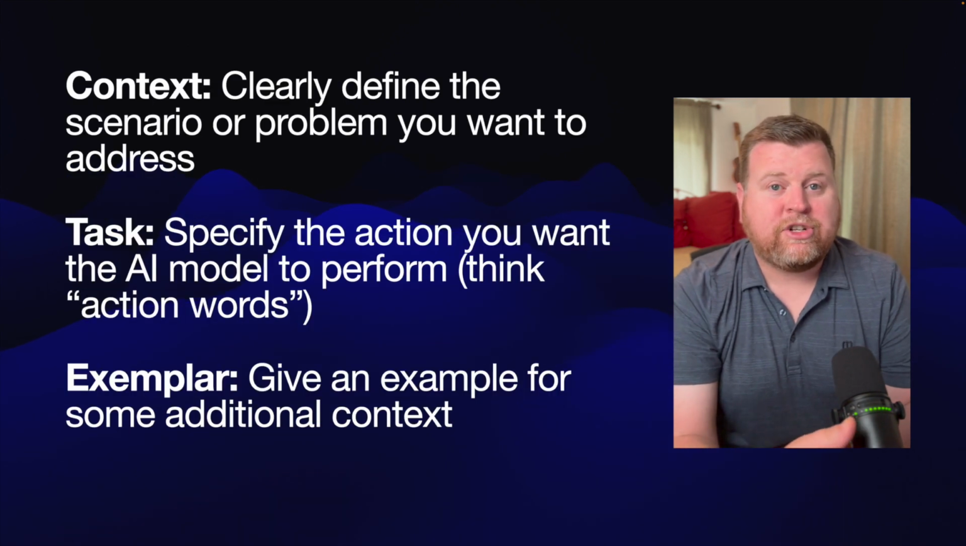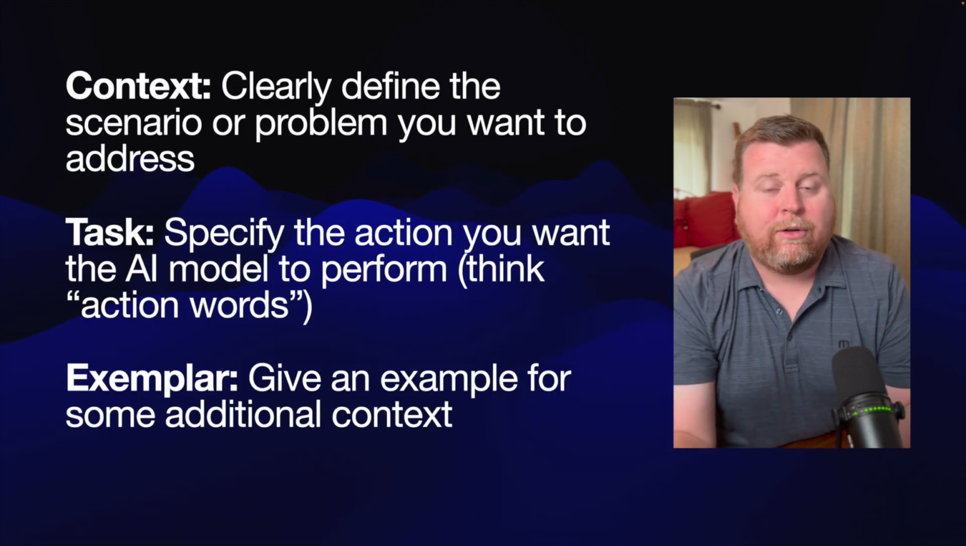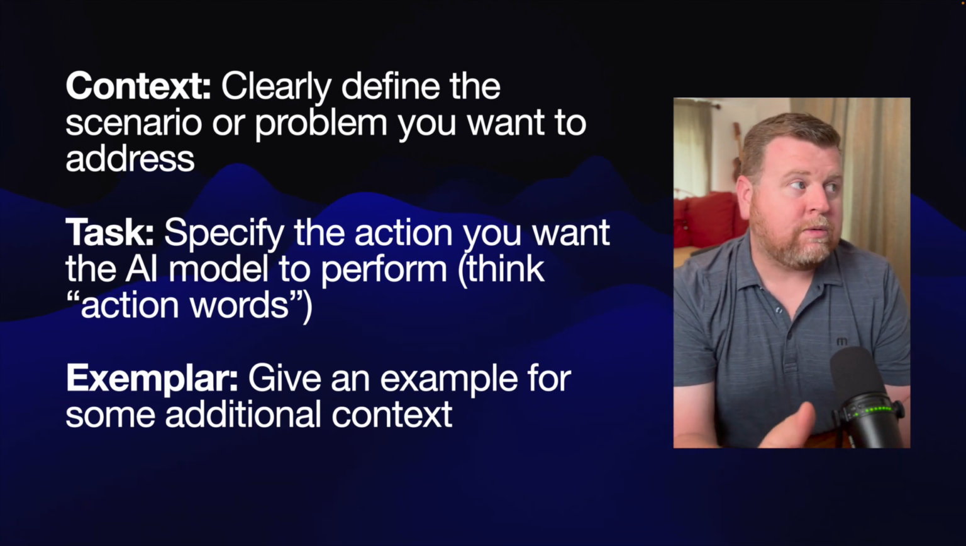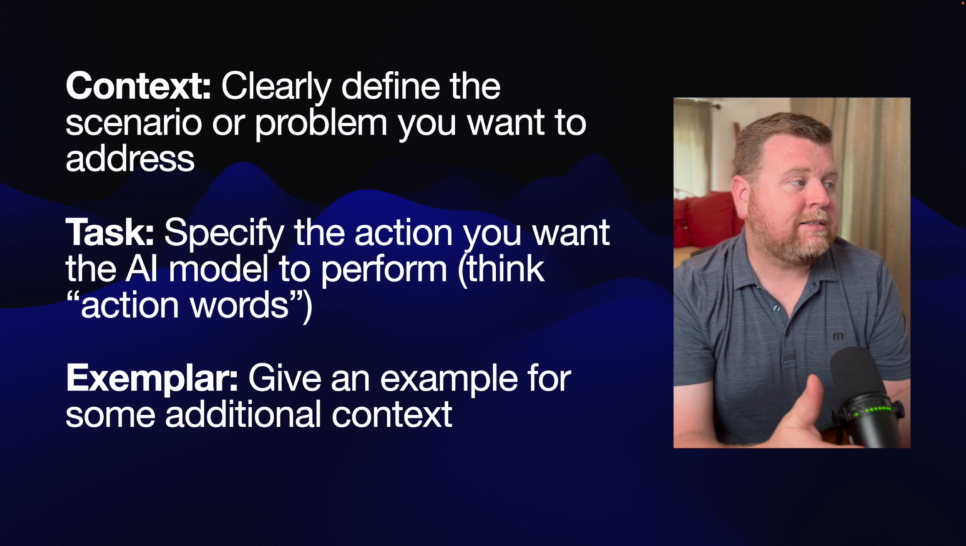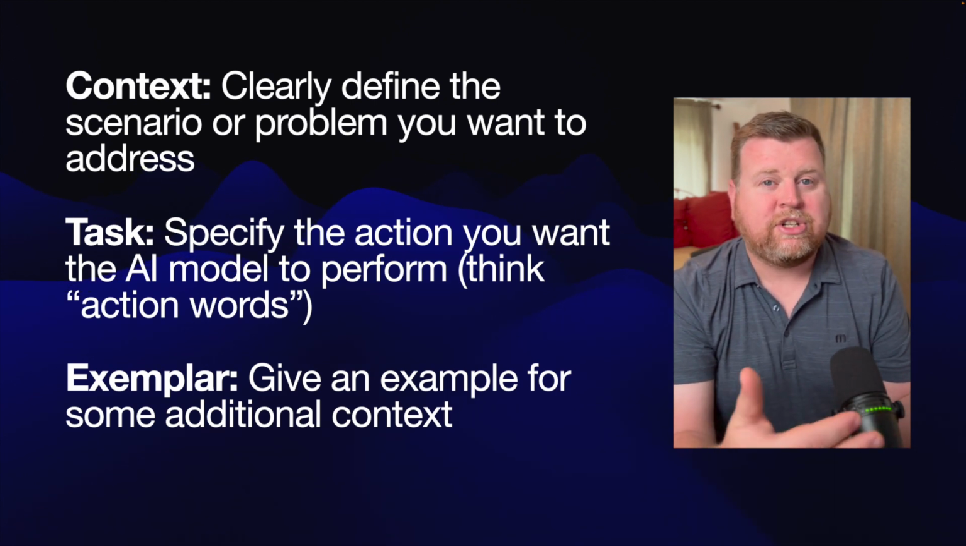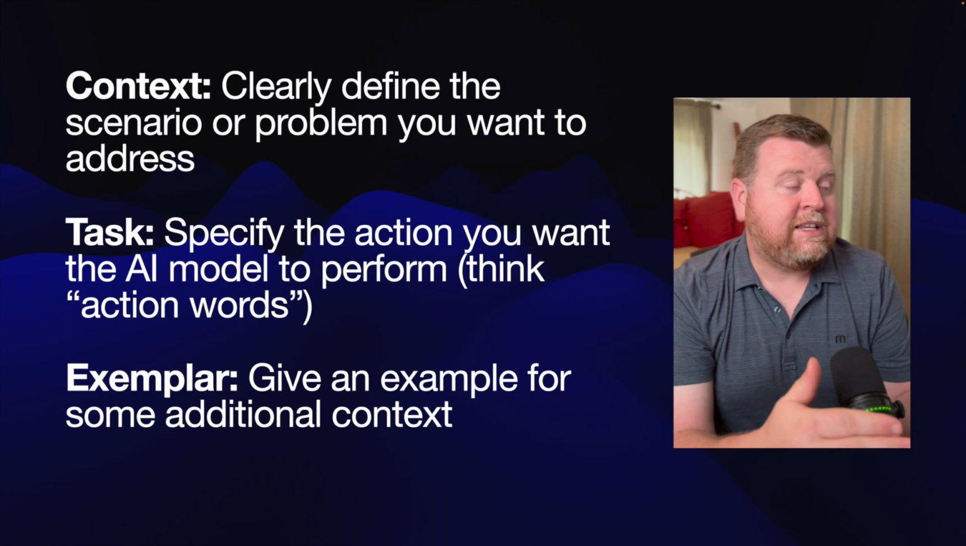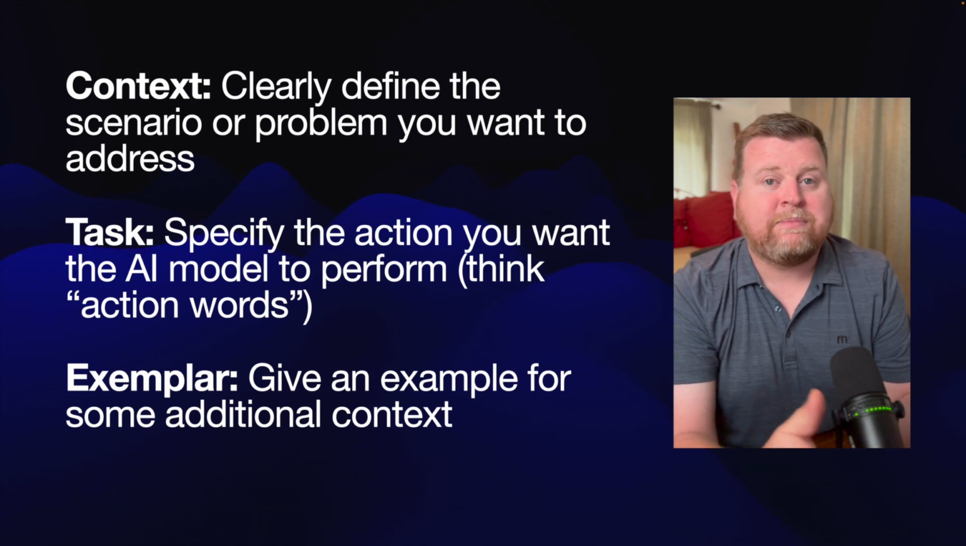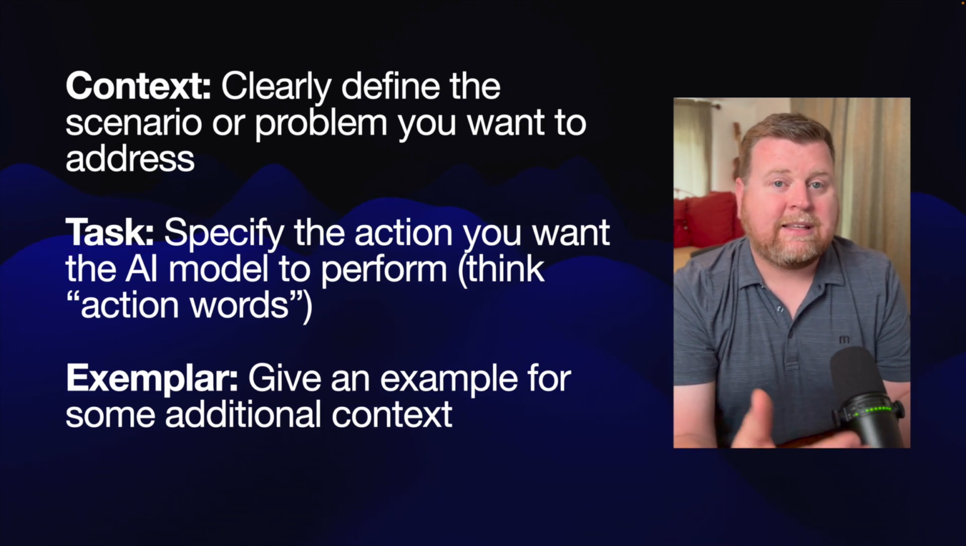So within prompt engineering, there's a lot of different ways to tackle this. There's plenty of examples out there on the internet, but we're going to use this one where we're going to use a context, a task, and sometimes we'll use what we call an exemplar, which is really just an example. Now think of the task and the context as absolutely mandatory, and then the exemplar is one that we kind of add in for extra flavor.